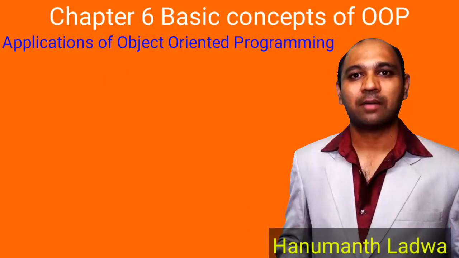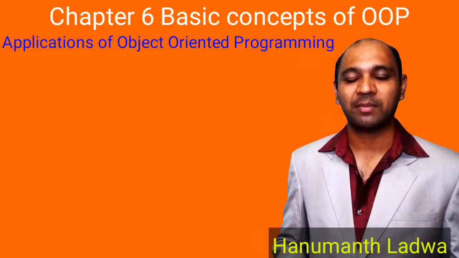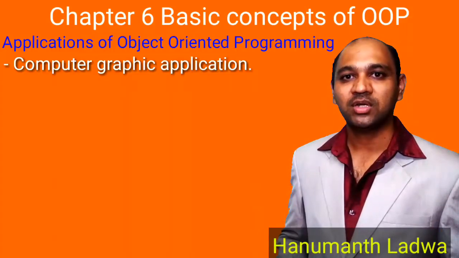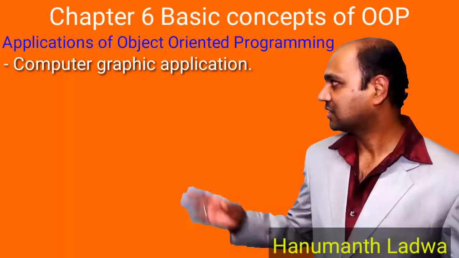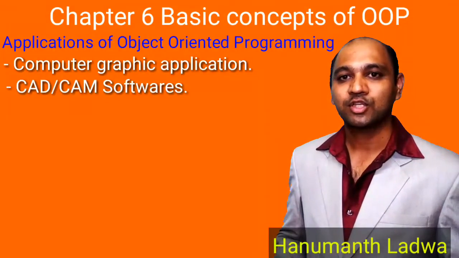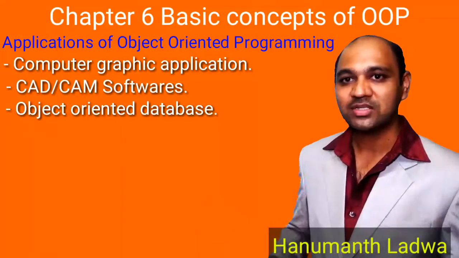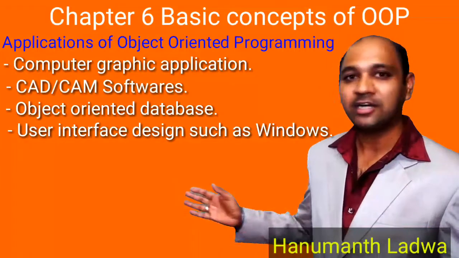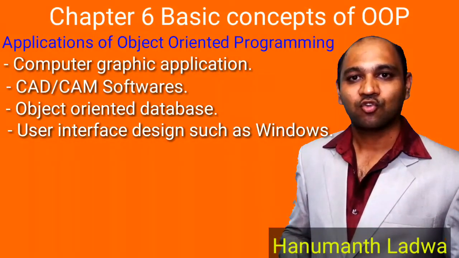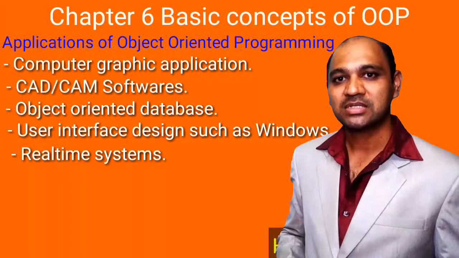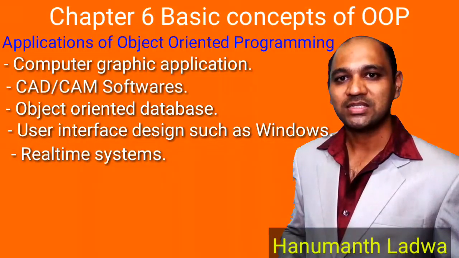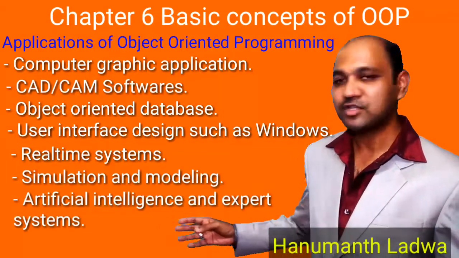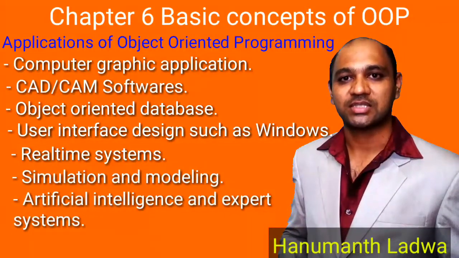Now let us continue with applications of object-oriented programming. There are 7 applications. The first one is computer graphic application, and the second one is CAD CAM software. The third one is object-oriented database, then user interface design such as Windows, real-time systems, and the sixth one is simulation and modeling, and the seventh one is artificial intelligence and expert systems.